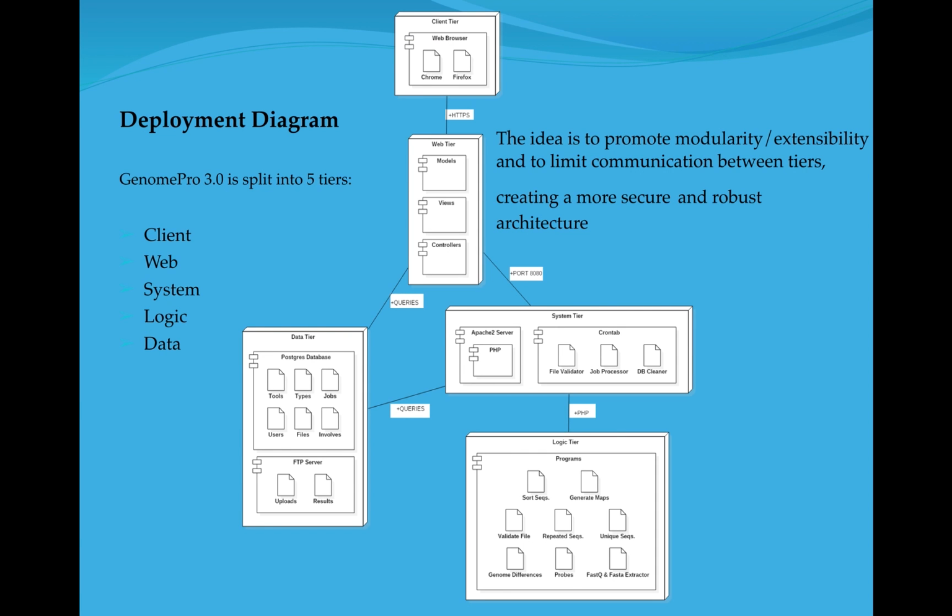So this is the deployment diagram for GenomePro 3.0. It's split up into 5 tiers. We have the client tier, the web tier, the data tier, the system tier, and the logical tier. The logical tier contains all of the actual tools. The data tier is the database for storing all of the data. The system tier contains some of the PHP and some of the JavaScript scripts and some of the functionality for making the website dynamic and generating charts and such.